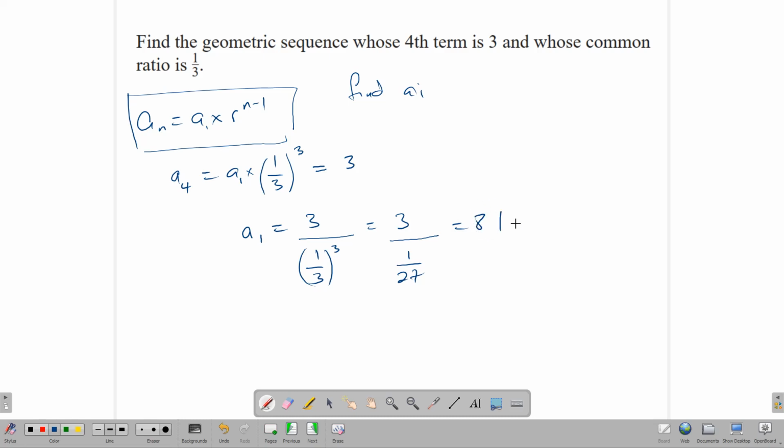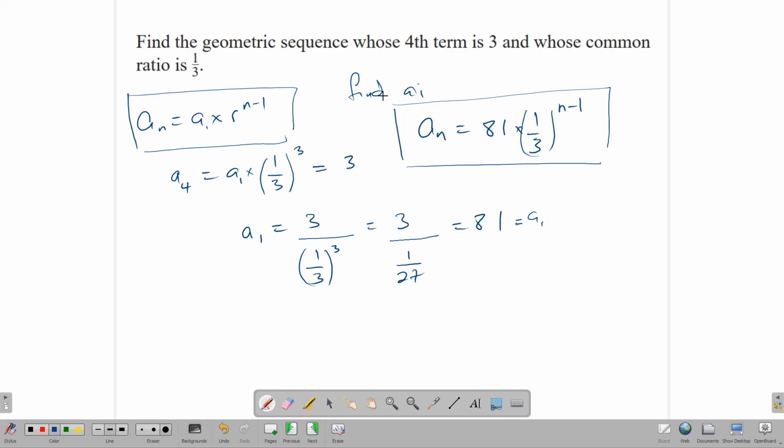So knowing our A1, we can now write down our sequence, which says An is equal to 81 times our common ratio, which is 1/3, to the n minus 1. So this is the geometric sequence that is being discussed here in this question. Find the A1 term using this information and write it down. Find the geometric sequence whose fourth term is 3 and whose common ratio is 1/3, and this would be it.